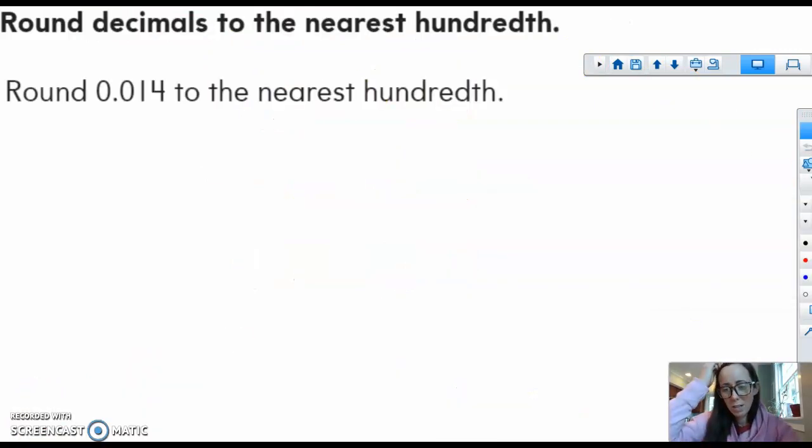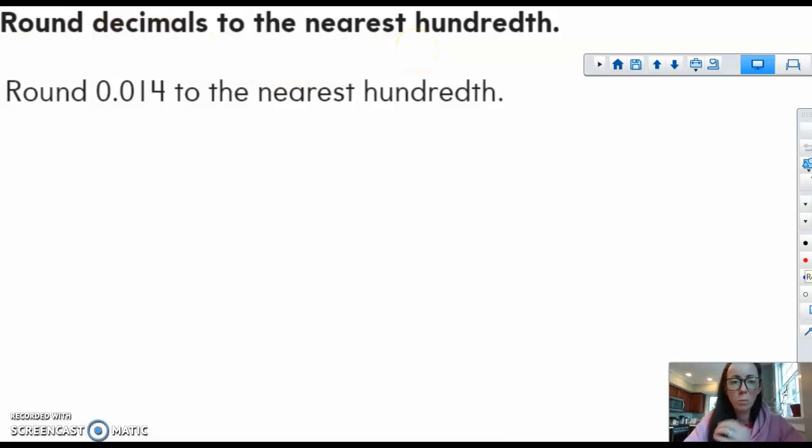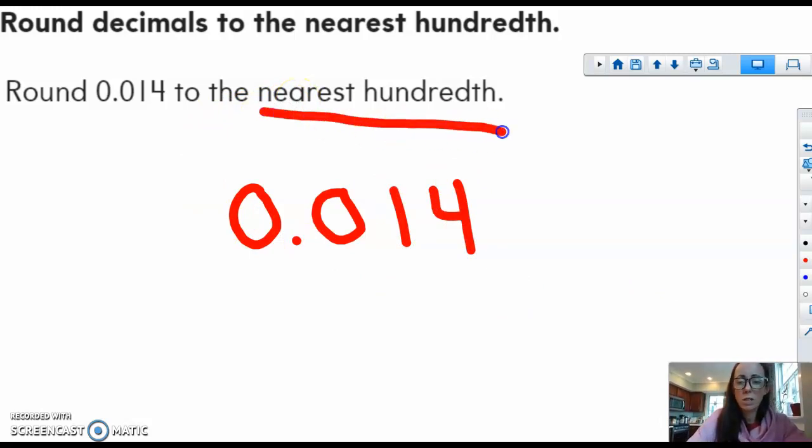Okay, the last thing we're going to take a look at in this lesson is rounding decimals. More specifically, if you look at the directions, we're going to be rounding decimals to the nearest thousandth. I have some steps that I always go through when I'm rounding a decimal. I kind of make the number bigger first of all. So I'm going to write out my decimal, 0 and 14 thousandths. And again, I want to round it to the nearest hundredth.